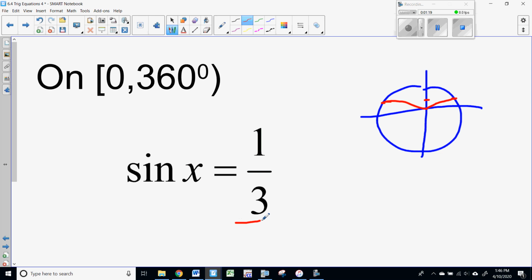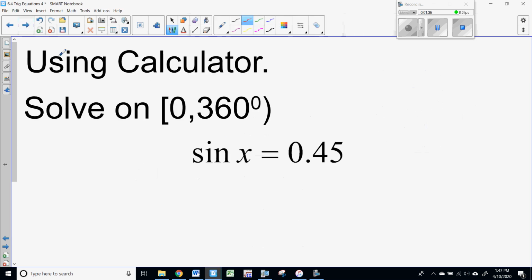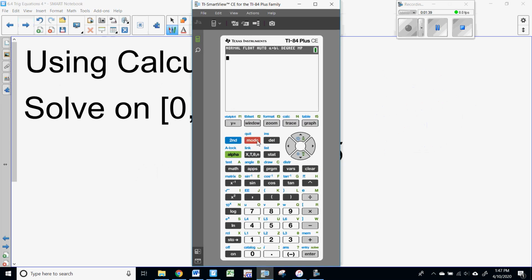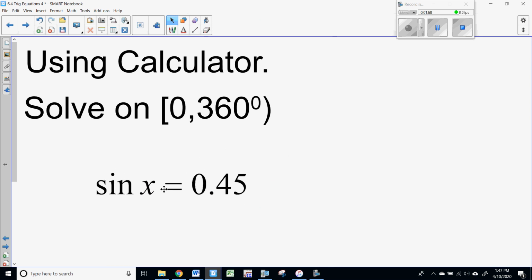So what we want to look at today is how do we solve this type of problem when it's not a unit circle value. So we are not going to use our unit circle. Instead, we are going to use our calculator. In this case, we're going to start off on 0 to 360. So first thing you want to do is make sure on your calculator that you get your mode to degrees, since we are in degree mode. If it asks us to do something in radians, then we'll want to solve it in radians.